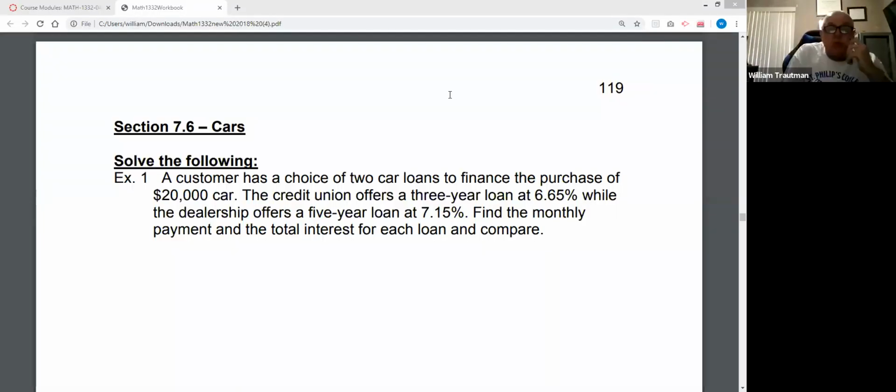Here's the section we're going to start with, 7.6 cars. And once again, I'm going to be using the formula sheet.